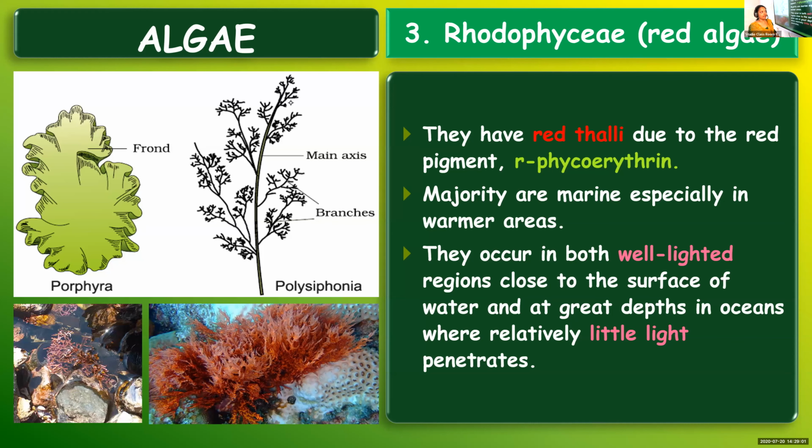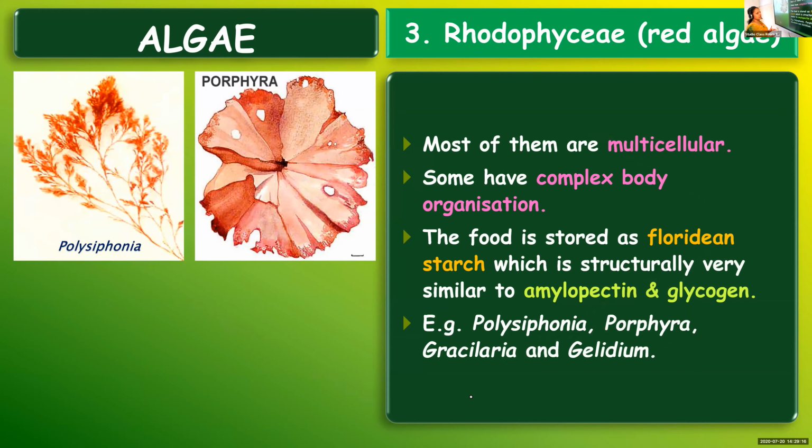Understood? So red algae can survive in both well lighted regions which are close to the surface of water and at the deeper layers where the light penetration is very less. Next, most of them are multicellular. Some of them have very complex body organization. As such, the body organization is very simple in algae, but some of them have very complex body organization. And the storage form of food is Floridean starch. Do you remember the storage form of food in brown algae?